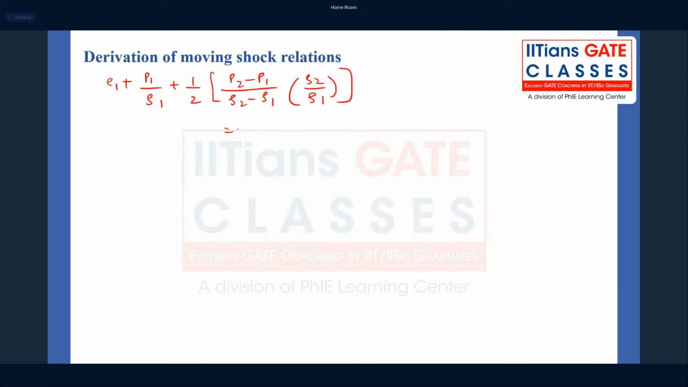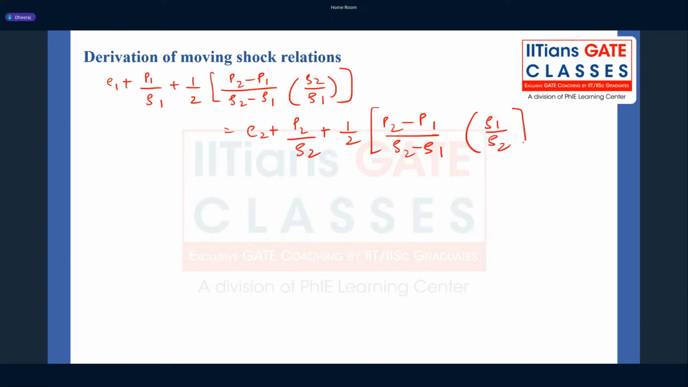And E2 plus, so these are my enthalpies, right? E1 and E2 are my enthalpies. P2 by rho 2 plus half into P2 minus P1 by rho 2 minus rho 1 into rho 1 by rho 2. Right. So if I simplify this, I'll get my change in enthalpies.